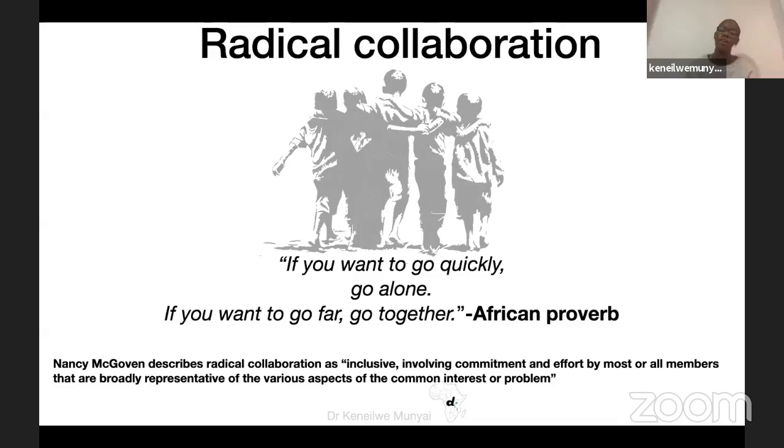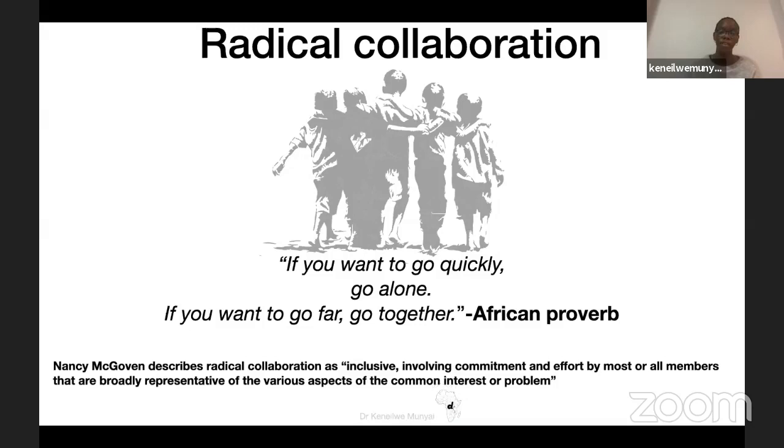And of course, radical collaboration. An African proverb says, if you want to go quickly, you go alone, and if you want to go far, you go together. So breaking down silos and bringing in people and disciplines that would otherwise not come together is part of this process. So we don't only rely on designers. We bring in designers, people from the business world, scientists, everyone together. So making sure that your teams have maximum diversity is quite important.